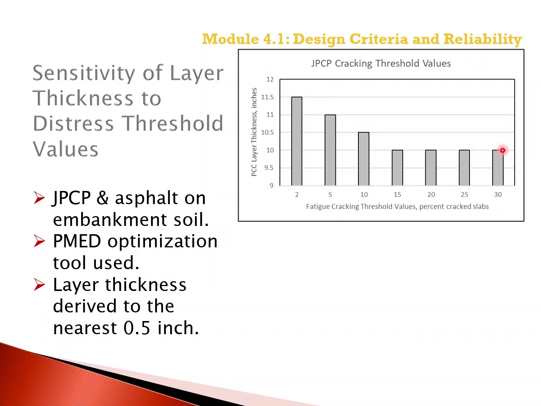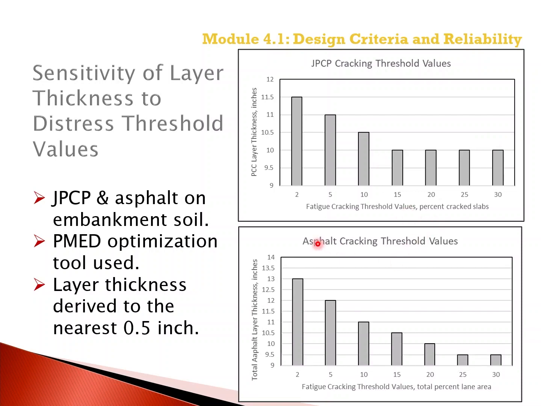The reason these bars are constant here is fatigue cracking is not controlling the design. Roughness or faulting may be controlling the design here, so we have a minimum thickness that's required based on this example. This minimum thickness of 10 inches would not be the minimum for all design strategies. This is only an example for a specific condition.